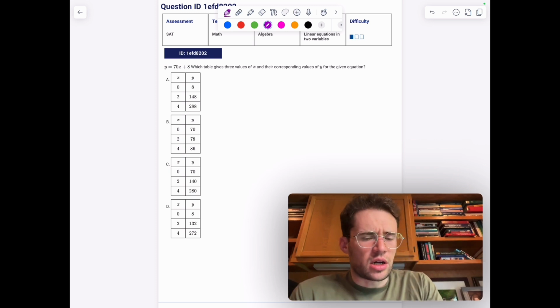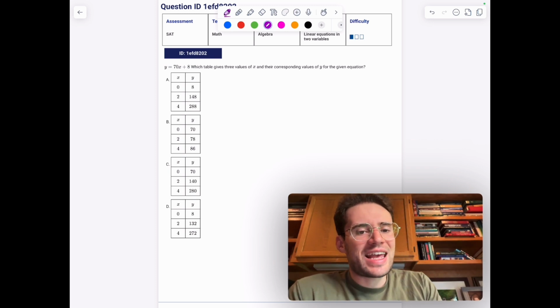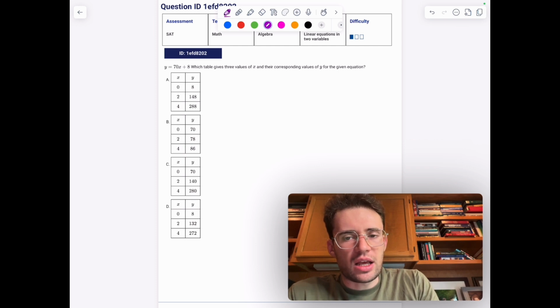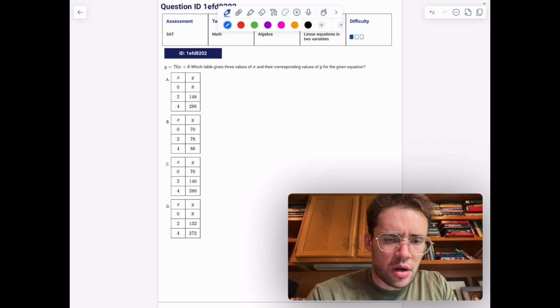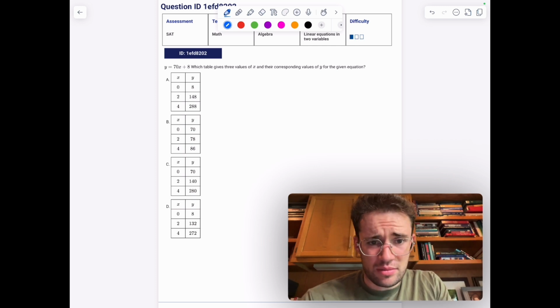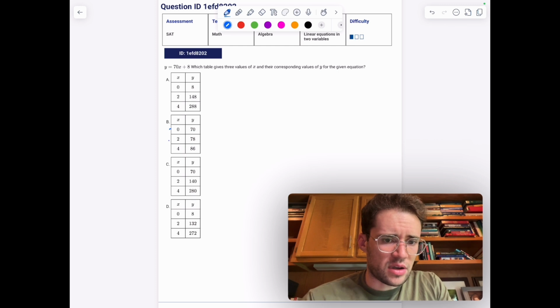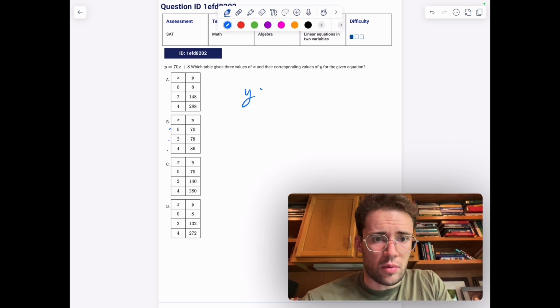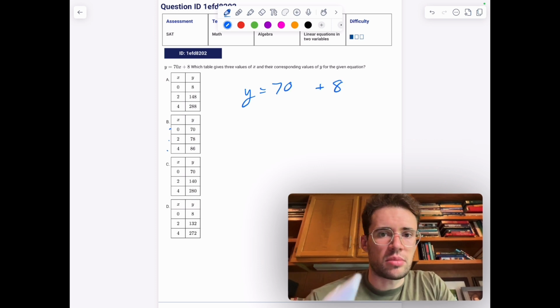All right, we have some more tables here. y equals 70x plus 8. Which table gives 3 values of x and their corresponding values of y for the given equation? All right, they've got a lot of these where you just have to basically interpret the equation and see which table is correct. So all of them have x values of 0, 2, and 4. So we just find, right, y equals 70 times these different values of x plus 8.